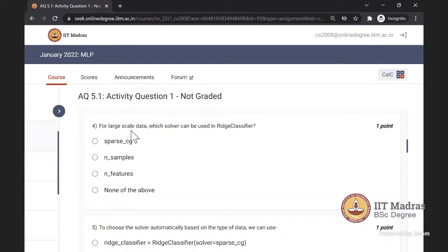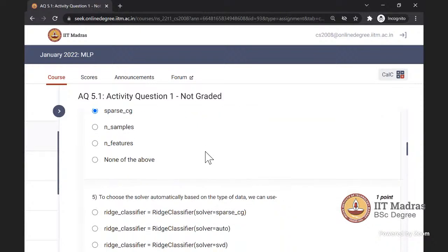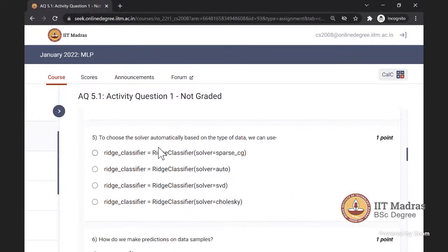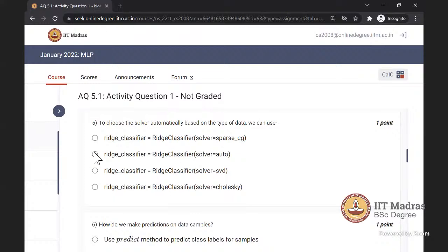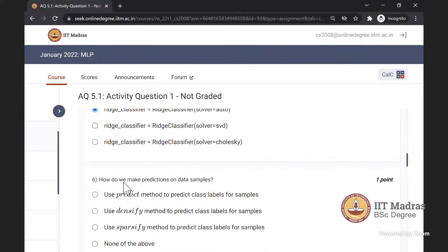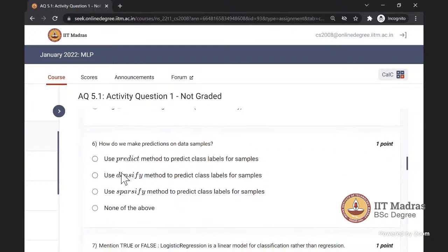Question number 4. For large scale data, which solver can be used in ridge classifier? Sparse CG. Yeah, I think the name gives it away. Yeah, that's it. Question number 5. To choose the solver automatically based on the type of data, which one can we use? Yeah, second one, solver auto. Exactly. How do we make predictions on data samples? Using predict method, using densify method, using classify method? Predict method. Yeah.